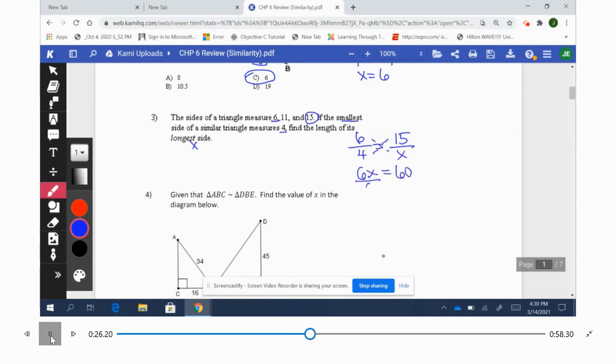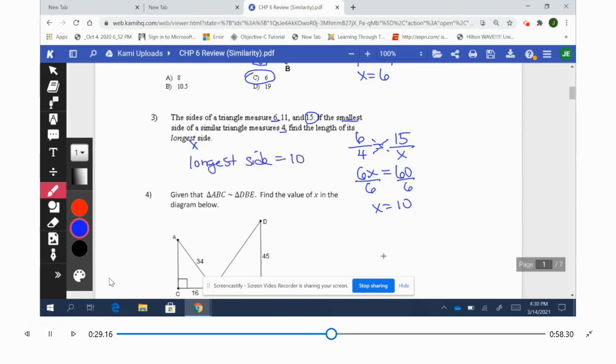All right, for the next one, so they're giving us the 3 side lengths, no diagram, but they're saying the smallest side of a similar triangle is 4. So that's got to correspond to the 6. So I underline those. And the missing one is going to go with the 15, which is the longest side on a similar triangle. So that sets up our proportion. 6 over 4 equals 15 over x. X will be 10.